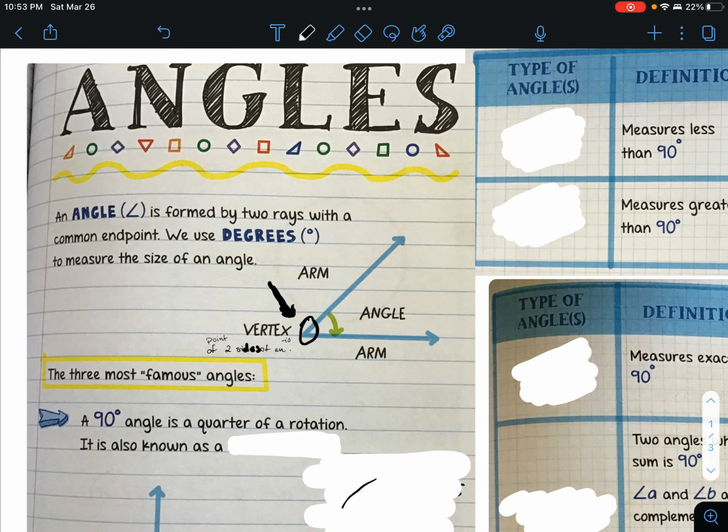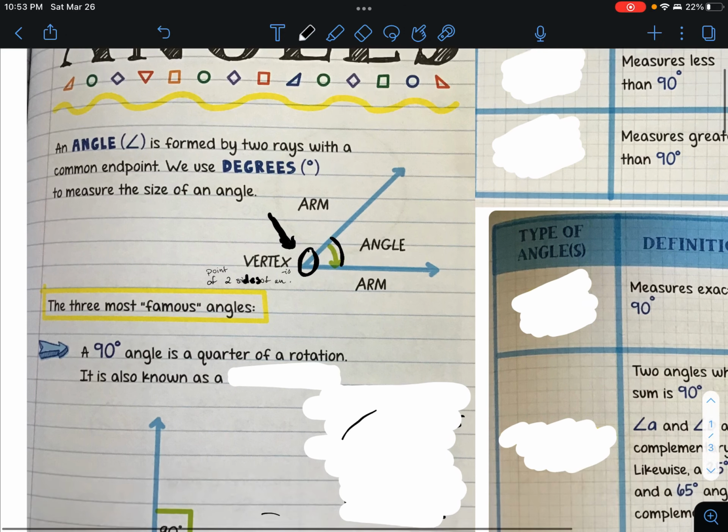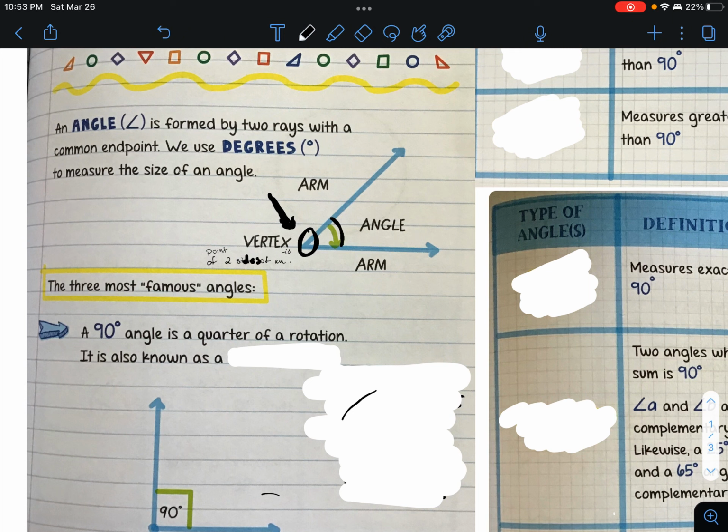Okay, that endpoint where they join is called the vertex, and you've got your arms, and then they measure this angle right here in degrees. Okay, so there are the three most famous angles. All angles are known as one of these three.